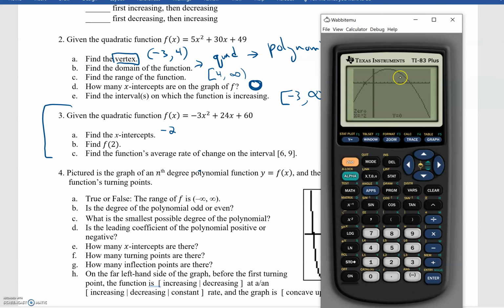Okay. Now there's another one over here, but I'm going to let you find that one on your own. It's exactly the same process, and you have the answer at the end of this document. So you do Calc 0 again, but do left bound here and right bound over here.